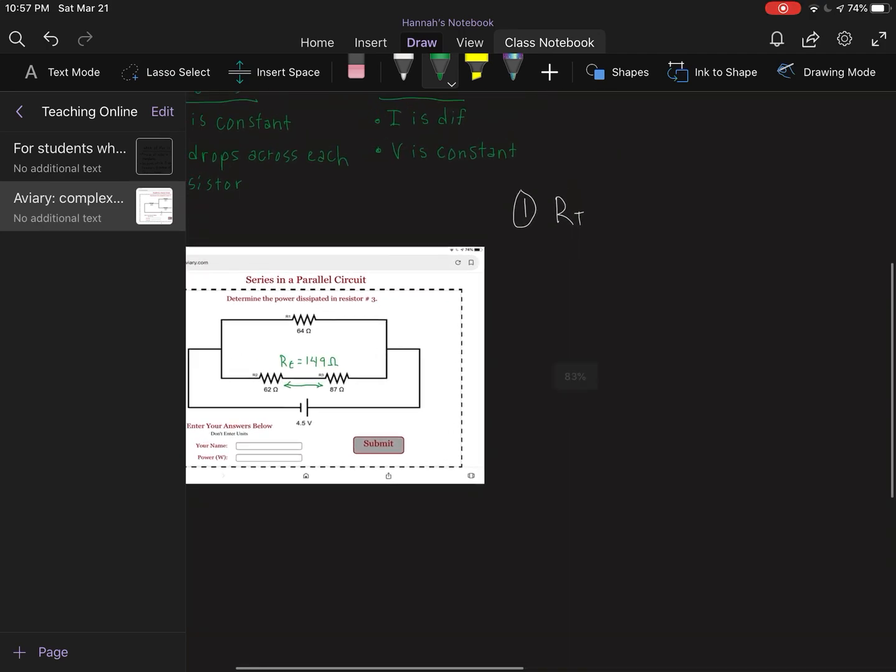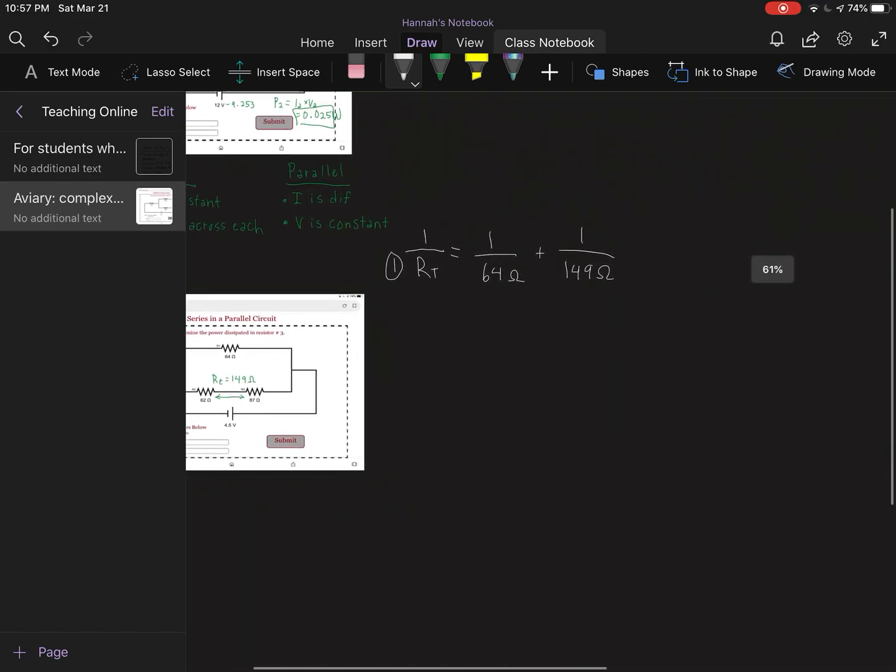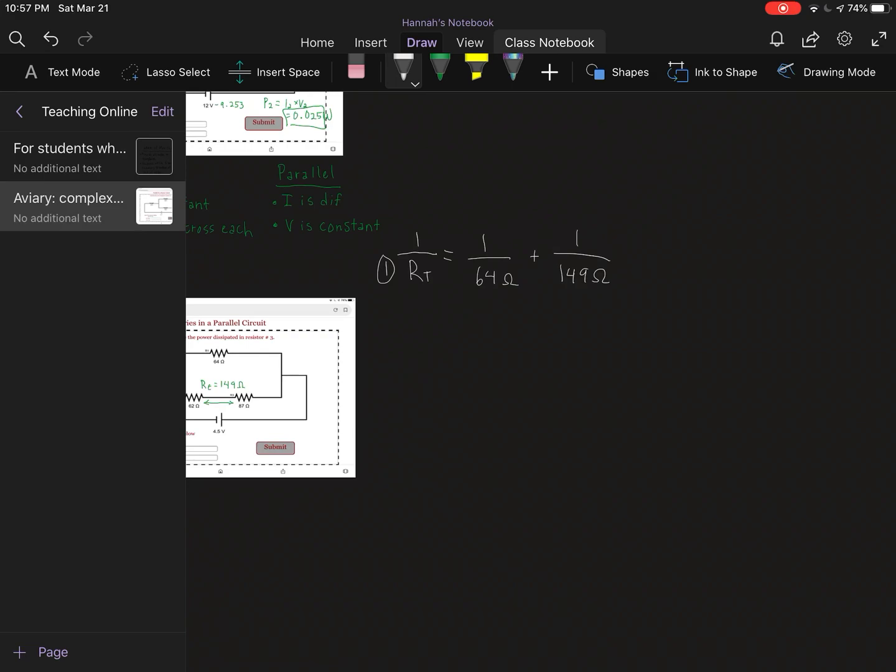So then for our total resistance, we're going to do 1 over total resistance is equal to 1 over 64 ohms plus 1 over 149 ohms. Okay, I'm not going to put away my calculator because what comes next? That's right. I feel like Dora the Explorer. We are doing 149 times 64. And your common denominator is going to be 9,536.